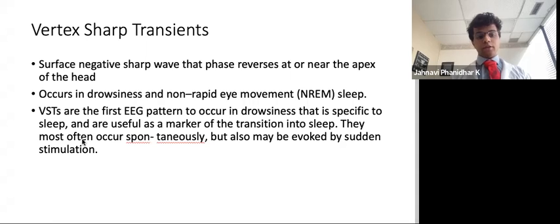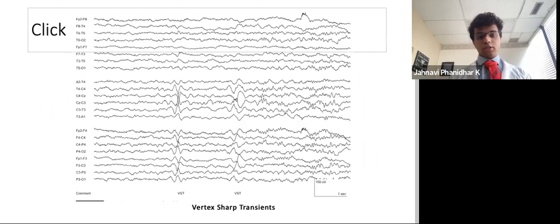These are other waveforms that are commonly seen in sleep. These are the vertex sharp transients. They are surface negative sharp waves, which means they will have a negative or upward stroke, and they are seen near the apex of the head. They are the first EEG pattern occurring in drowsiness that is specific for sleep. They most often occur spontaneously, but may also be evoked by sudden stimulation.